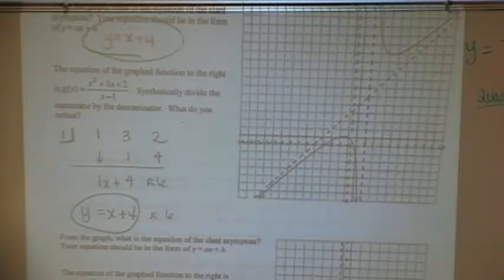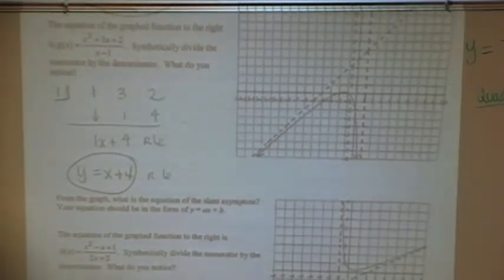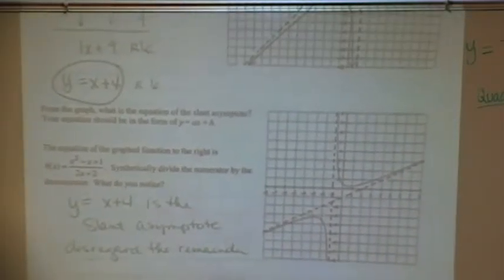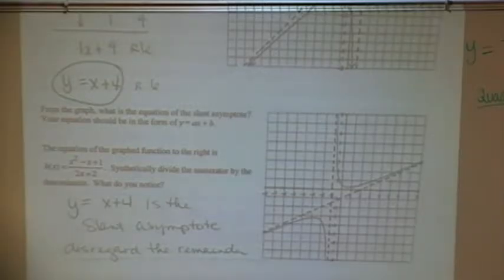We're not really concerned about the remainder. All we're concerned about is the equation. So y equals x plus 4 is the slant asymptote. Just disregard the remainder. You don't even concern yourself with it. Don't let it bother you that it has one. Don't worry about where you need to write it down. It doesn't matter.